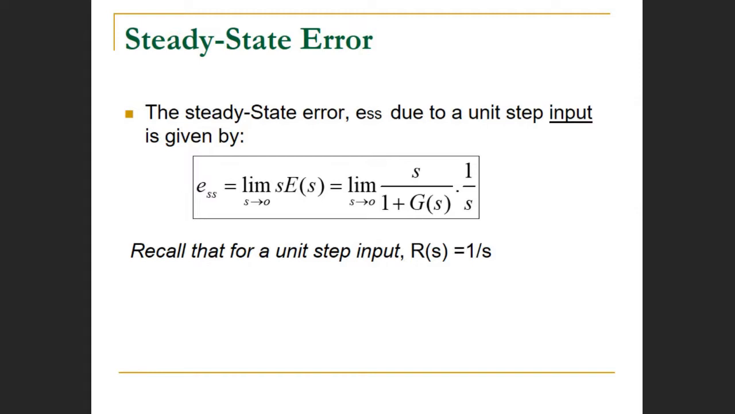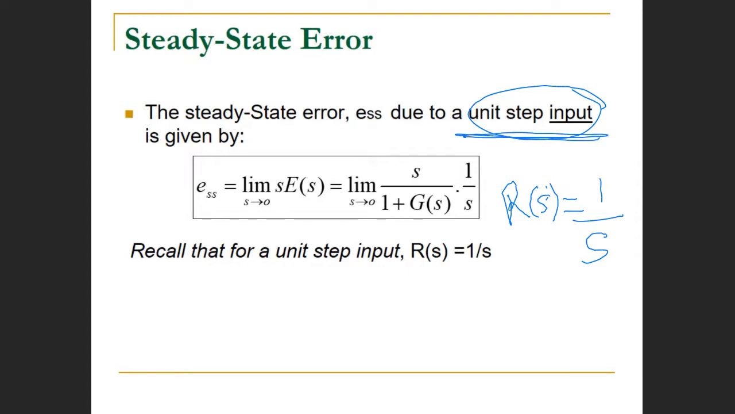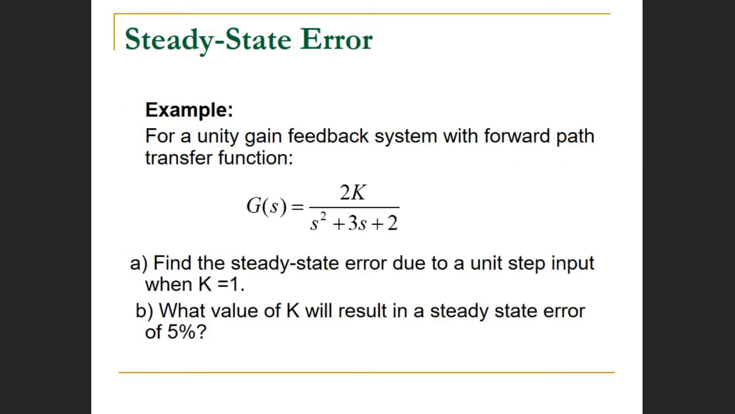So the steady state error, in a particular case now, due to a unit step is given by, we know E of S is equal to the limit of S times E of S as S approaches 0. But in this particular case, for a unit step, the input R of S is equal to what? 1 over S. That is the Laplace representation of the step input. So now we'll replace R of S with 1 over S because it's specific to the unit step input.